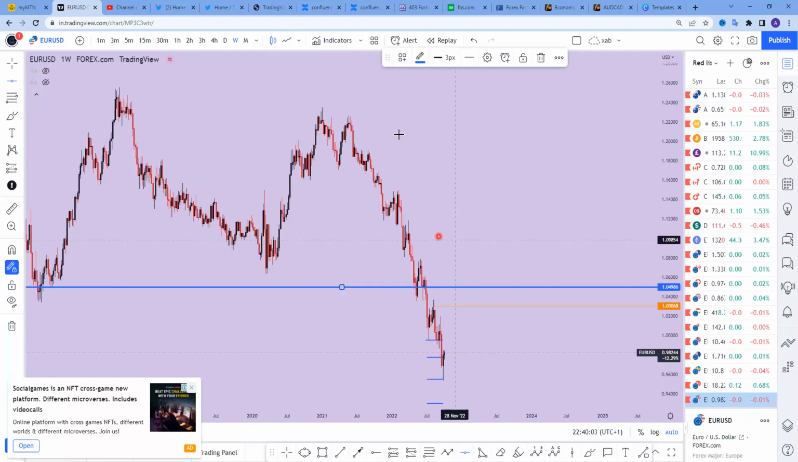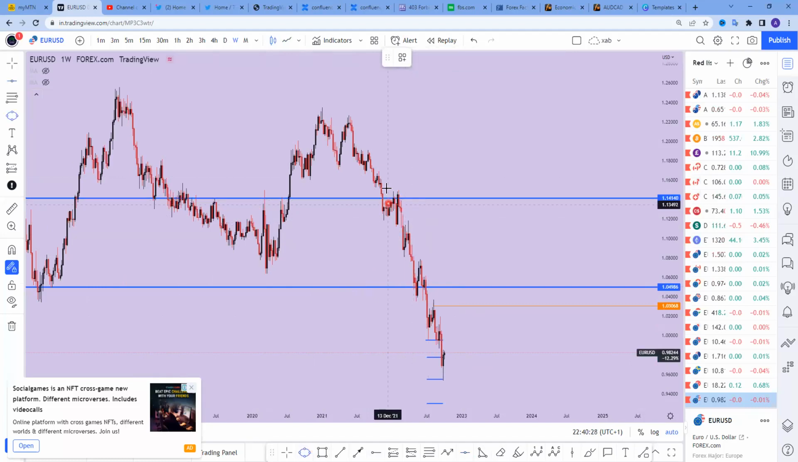Let me quickly mark another level. I think that's a better level. We can see it has been tested here, here, here, here, here. Price has broken it, and now we're seeing the retest here. Price broke it clearly, and then we are seeing the retest here. So let's mark that area, and go to the daily time frame.